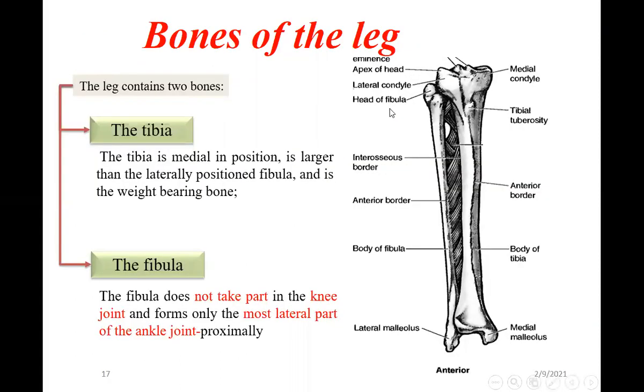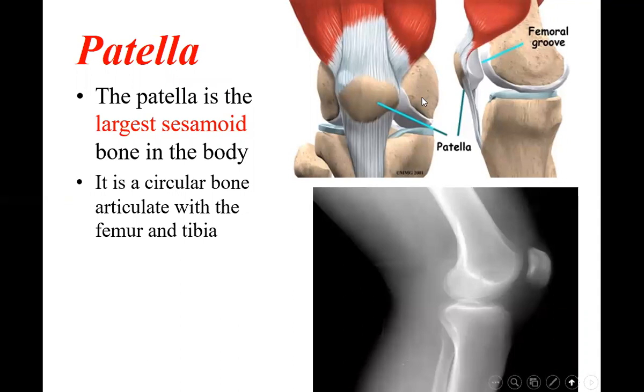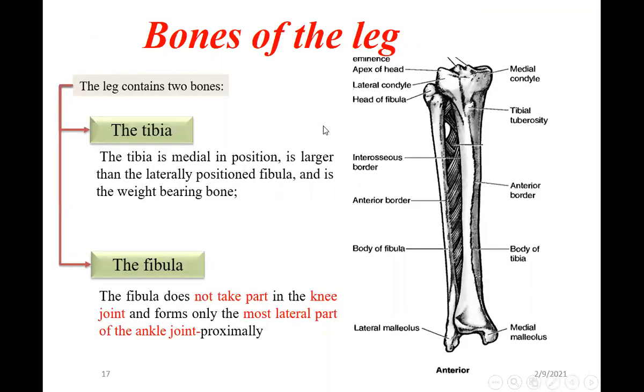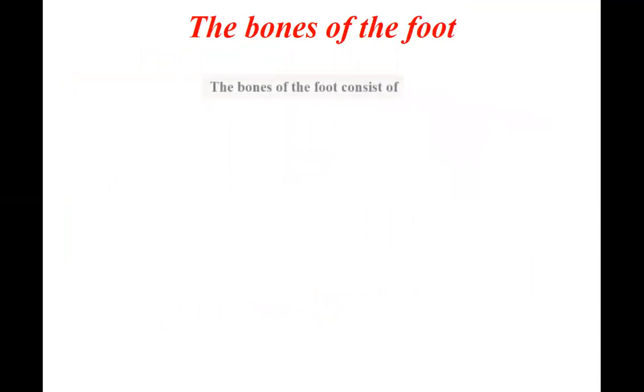So here the tibia will be articulating with the femur. If you see going back, the tibia is articulating with the femur. So this is the knee joint, and there is no fibula here in the knee joint. So the fibula does not take part in the knee joint and forms only the most lateral part of the ankle joint proximally. Here is the knee joint, and here is the ankle joint. So it forms only the lateral part of the ankle joint proximally.